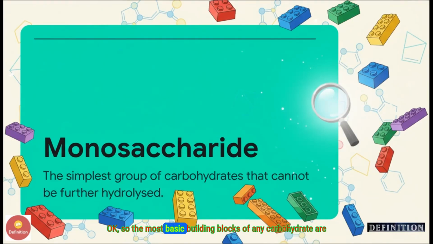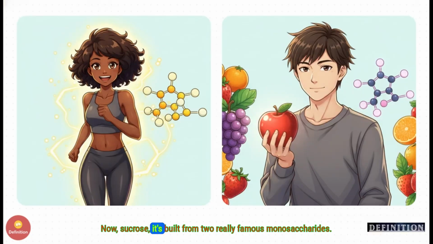Okay, so the most basic building blocks of any carbohydrate are called monosaccharides. Just think of them like the individual Lego bricks of the entire sugar world. They're the simplest little units you can possibly have. Now, sucrose. It's built from two really famous monosaccharides. First up, you've got glucose. That's the main fuel for our bodies. And then you've got its partner, fructose. That's the one you know as fruit sugar, the stuff that makes apples and berries so sweet.